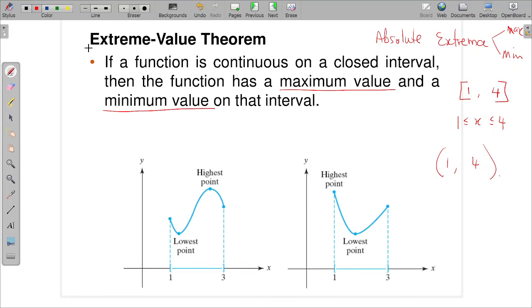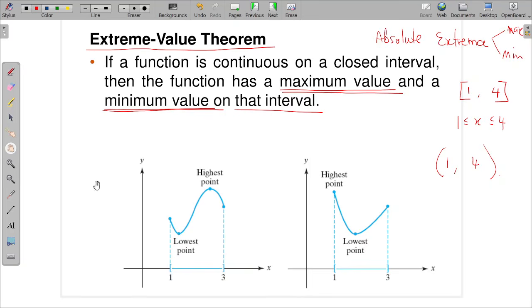All right, so let's take this extreme value theorem. The theorem says if a function is continuous on a closed interval, then the function has a maximum value and a minimum value on that interval. If the interval is a closed one, then the function will have a minimum value there and a maximum value there.